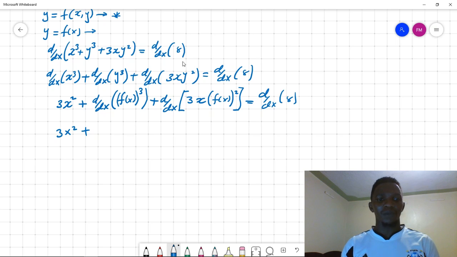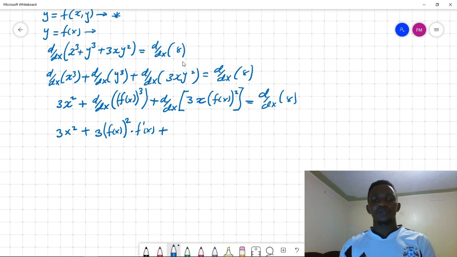Chain rule is whereby you differentiate a composite function, that is a function inside another function. And therefore, how do you differentiate that? First of all, you differentiate the outside function. So we will have 3 f of x squared, that is differentiating the outside function, then multiplied by the derivative of the inside function, which will be f prime of x. Okay, that is it, plus, now here we have d/dx of 3x f of x squared.